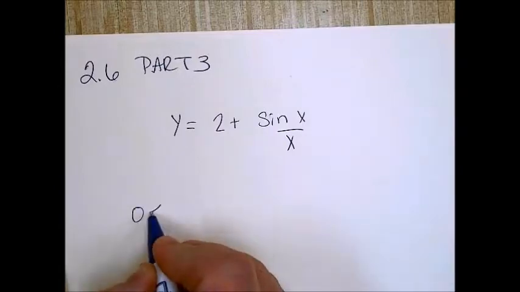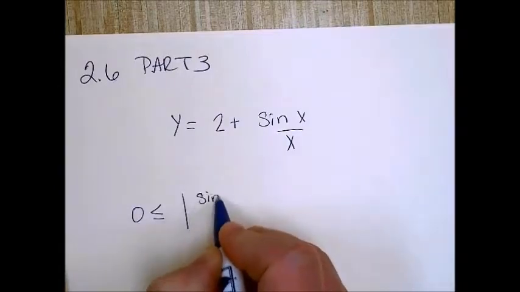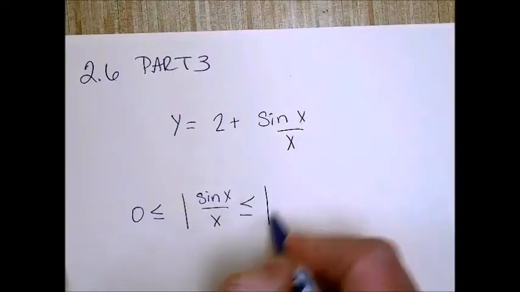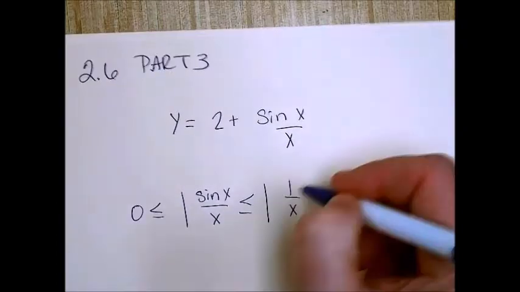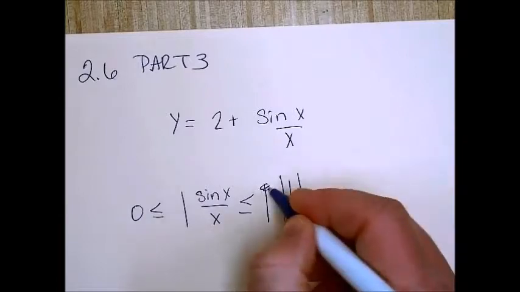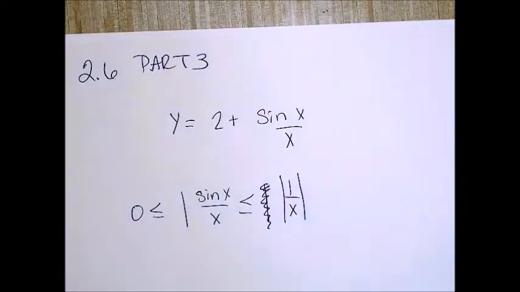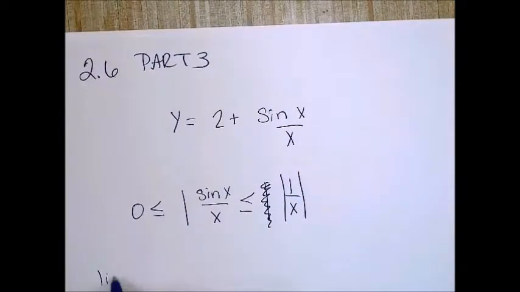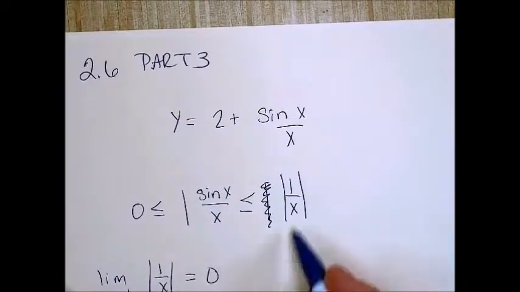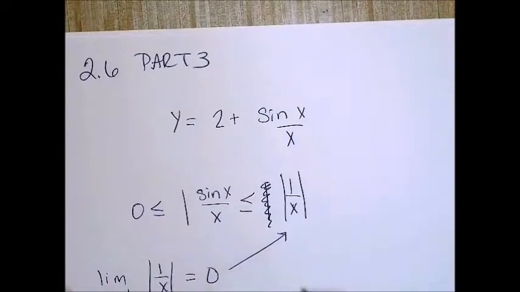And since 0 is less than or equal to the absolute value of sine x over x, and it's less than or equal to 1 over x, we look at it this way. The limit as x approaches positive and negative infinity of 1 over x is equal to 0. So when we replace that with that 0, we find that the limit as x approaches positive and negative infinity of sine x over x is also 0.